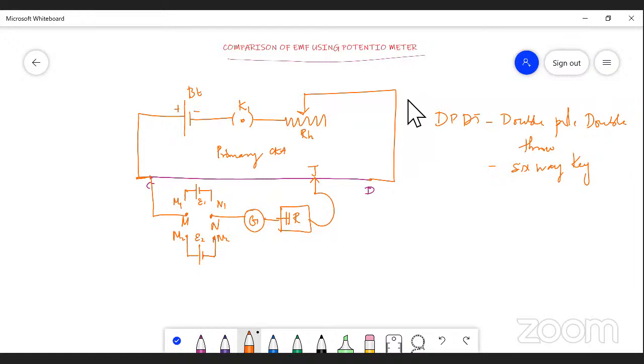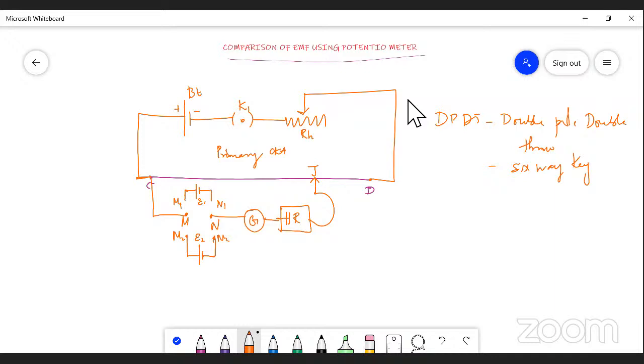If you put the key over the terminals M1, N1, then the cell of EMF E1 will be included in the circuit. If you put the key over the terminals M2, N2, then the cell of EMF E2 will be included in the circuit. So while calculating the balancing length for a particular magnitude of current, you can use a DPDT switch where it includes both the cells E1 and E2. You can use a cell at a time so that you can measure the balancing lengths very easily. So in order to avoid a kind of inconvenience, we are using a DPDT switch.